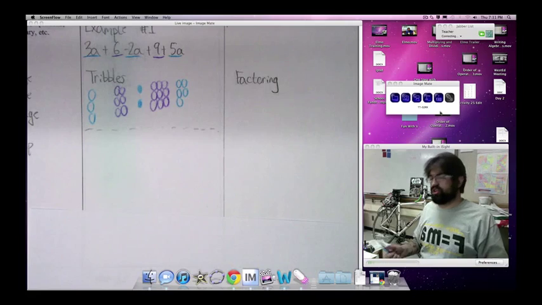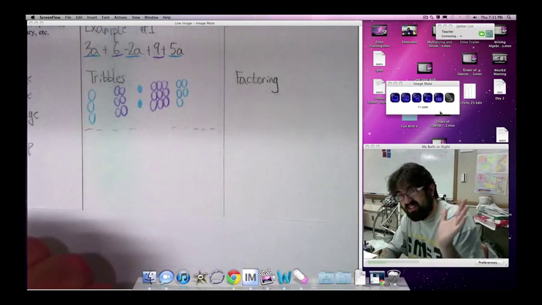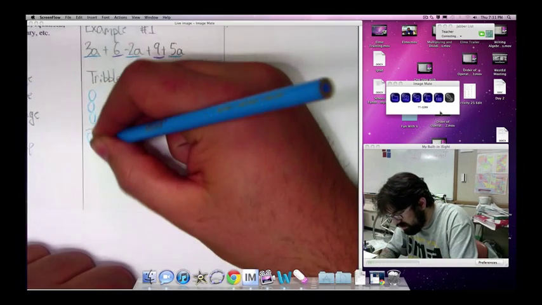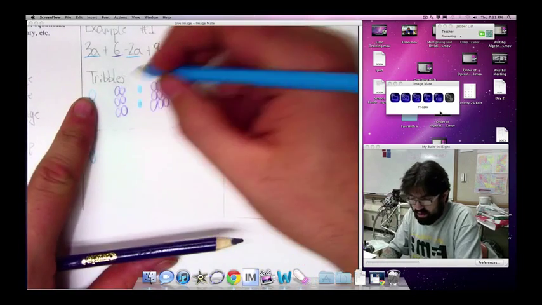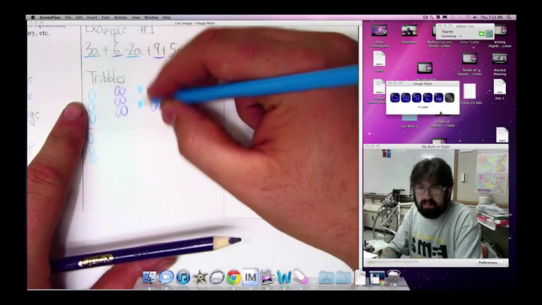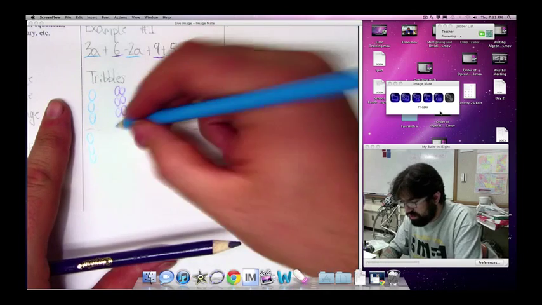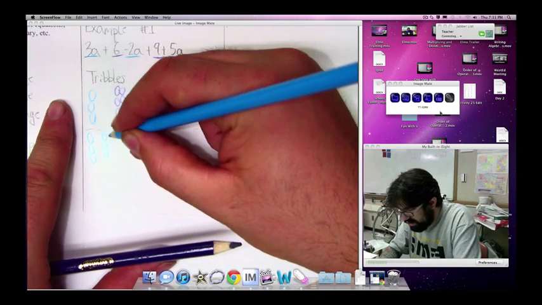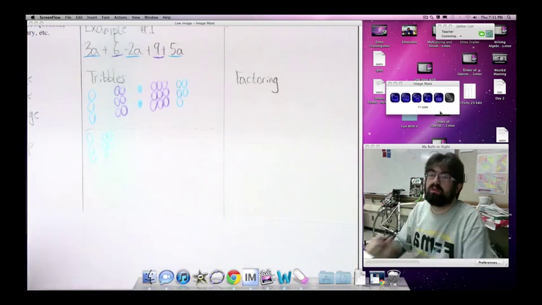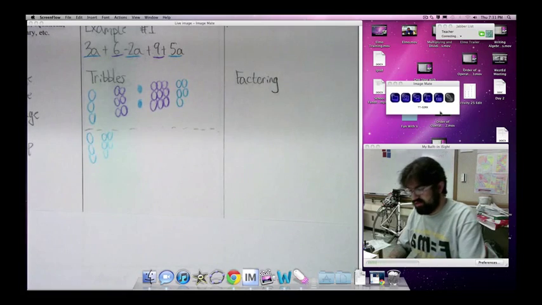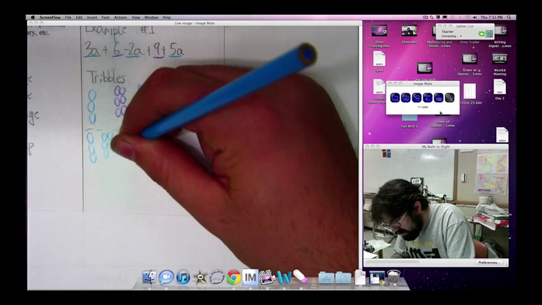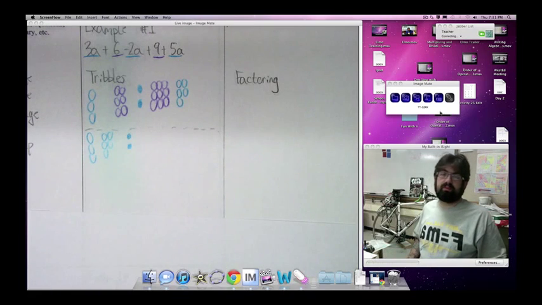I'm going to rearrange. I'm going to put all my A's in the front. 1, 2, 3. And I've got 2 evils. I'll put the evils last. I'll put the goods first. And then I've got 1, 2, 3, 4, 5 good more. 5 more good ones. And then I have 2 evils, 1, 2.